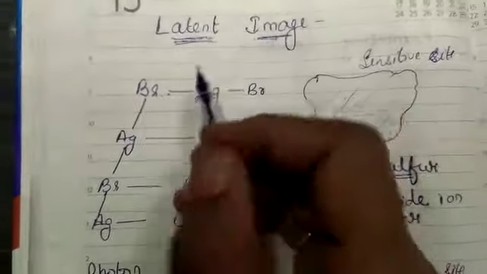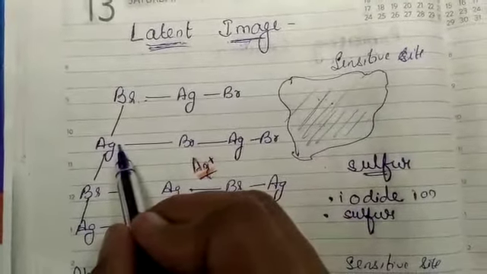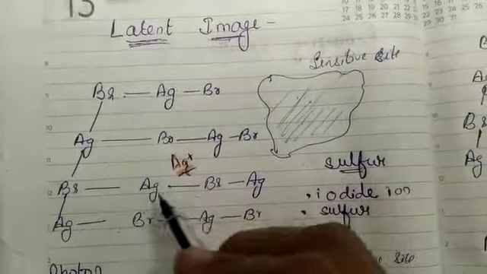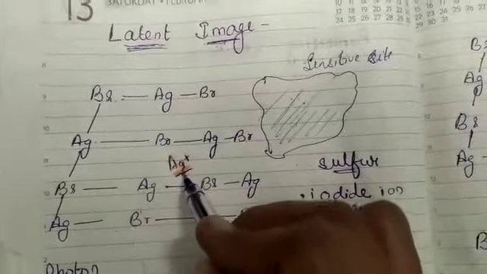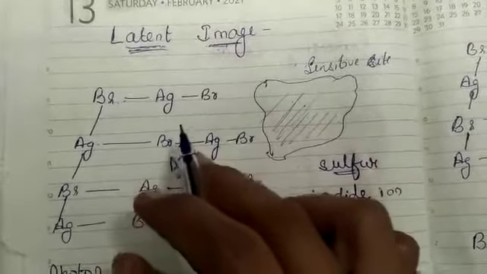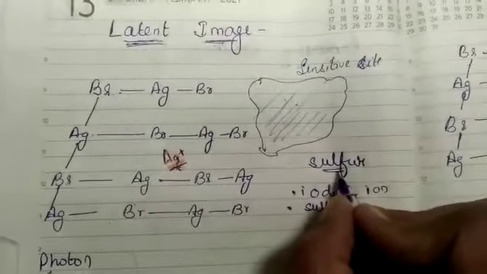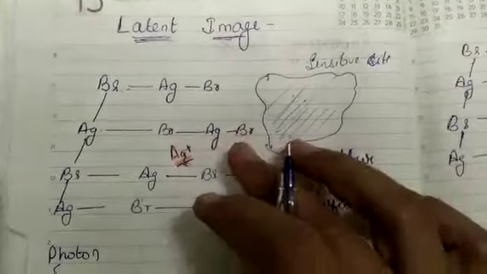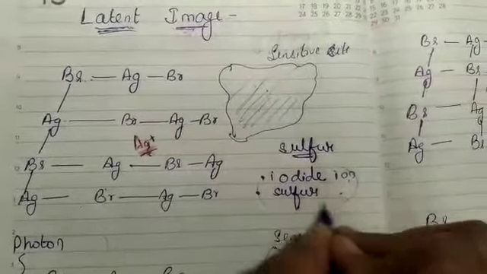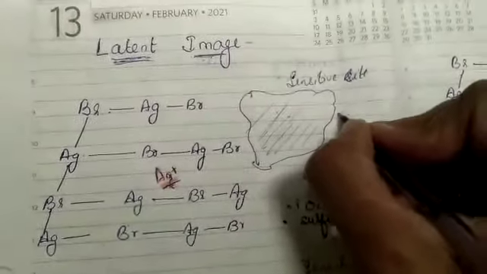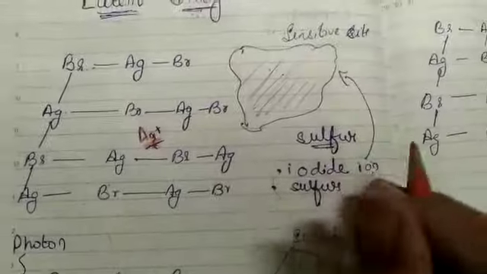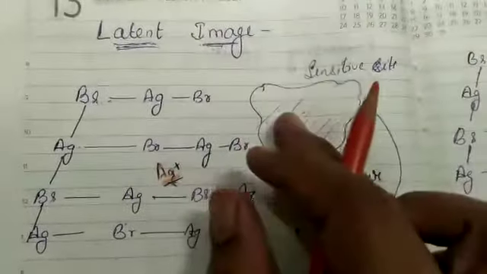This film emulsion consists of bromide and silver halide crystals, and they also contain free silver ions. These free silver ions spread all around the film emulsion. The silver and bromide ions are photosensitive, and they also contain a small amount of sulfur. Along with this, they have an iodide ion and a sulfur compound which bond to the surface and form a sensitive site.